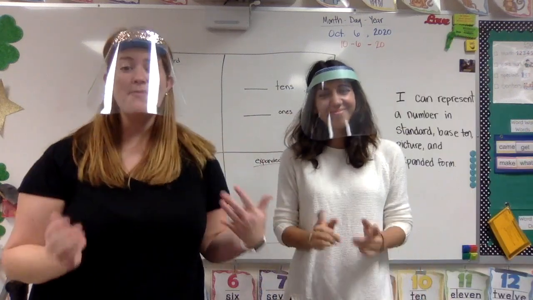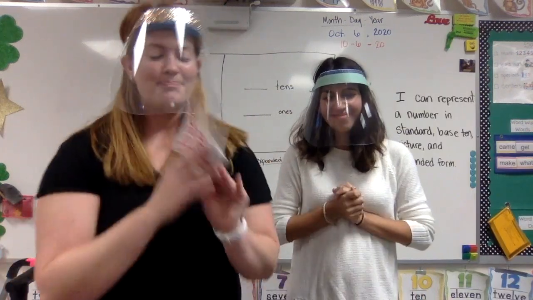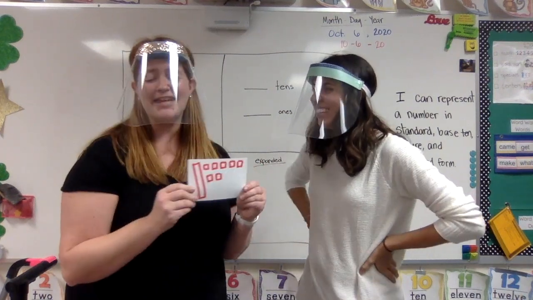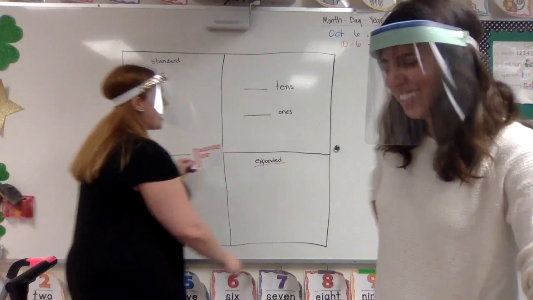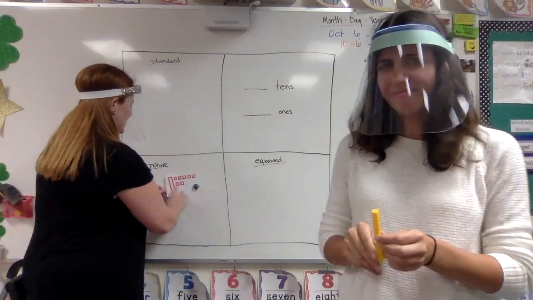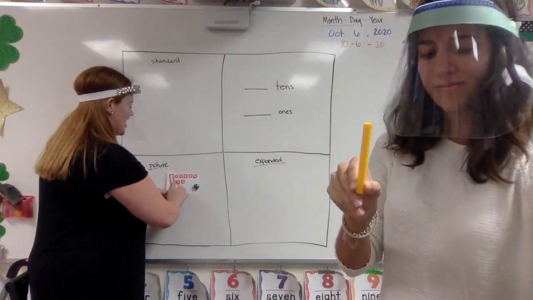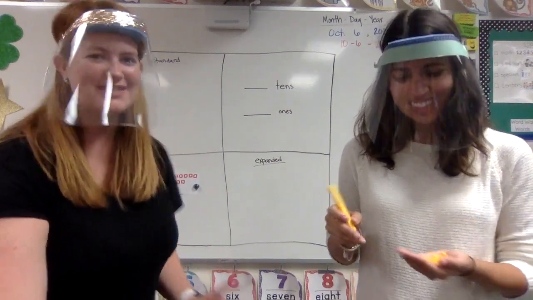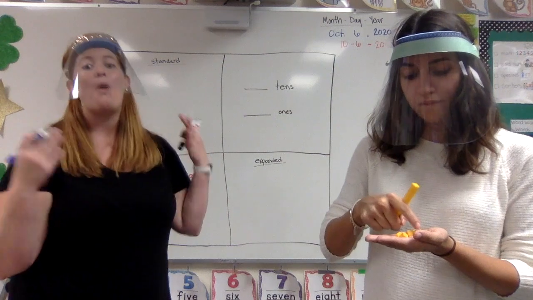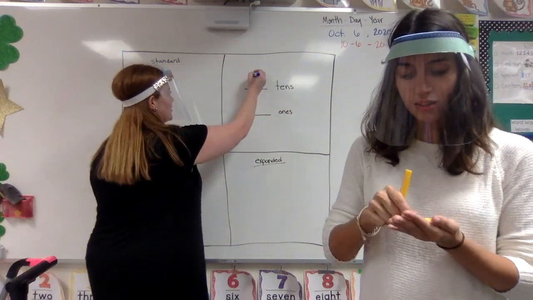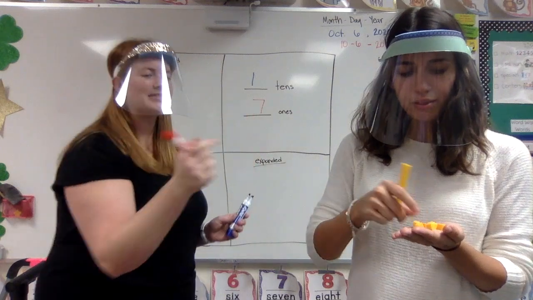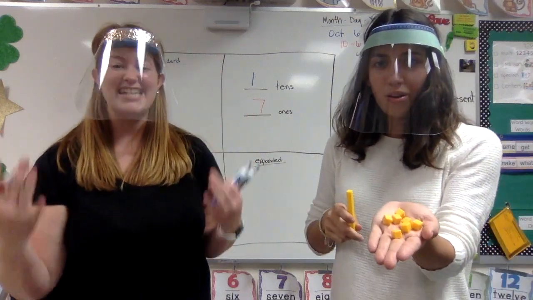Okay, we have one more that we're going to practice today. Here it is. Oh my goodness, Miss Lestico. It's the picture form. I have, in this picture, let's see, I have 1 ten and 7 ones. Oh, while Miss Lestico builds that, I'm going to go ahead and write down that I had 1 ten and 7 ones. 1 ten, 7 ones. And let's see how Miss Lestico built it on the base 10 blocks.